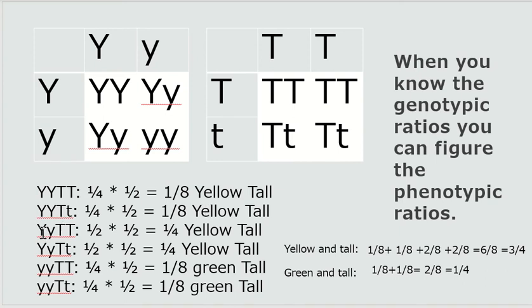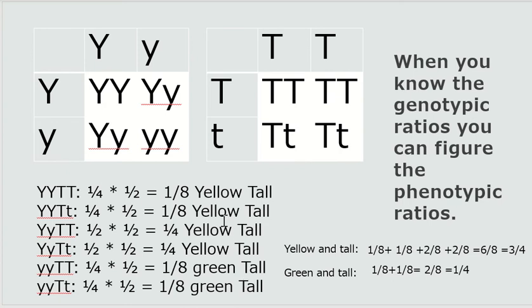Here we have heterozygous for seed pod color, homozygous dominant for height, again, yellow and tall. Heterozygous for both would show both dominant traits, yellow and tall. But these two are homozygous recessive for seed pod color, so they are going to have green seed pods. So this genotype has the green tall phenotype, and this genotype also has the green tall phenotype. So you will notice that 100% of our offspring are tall, but some of them are yellow and tall, and some of them are green and tall.